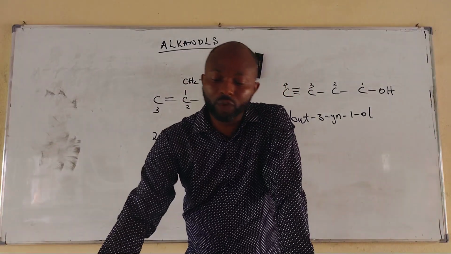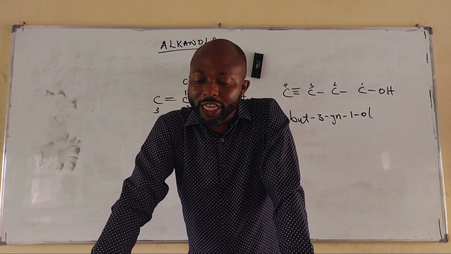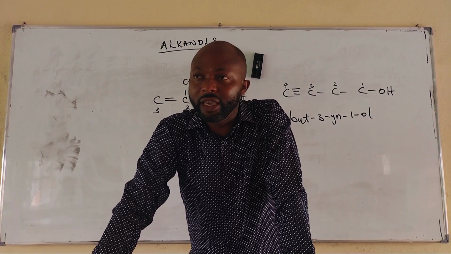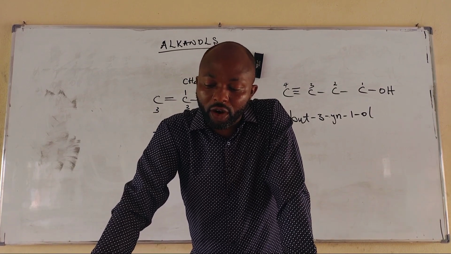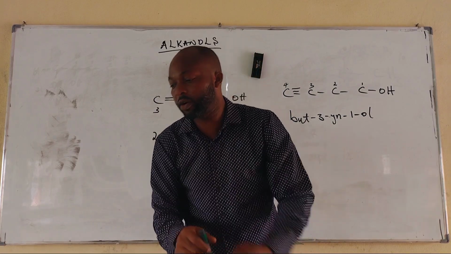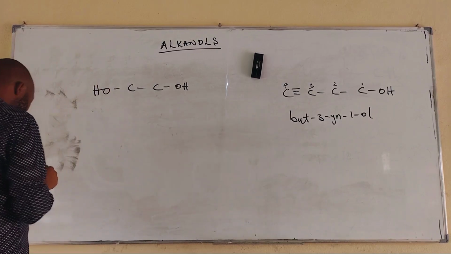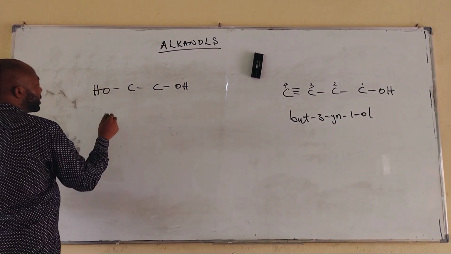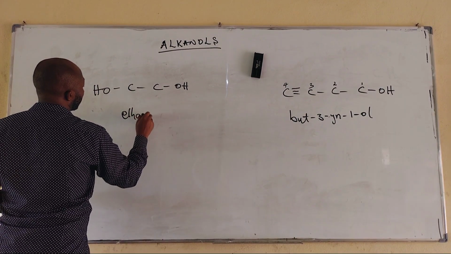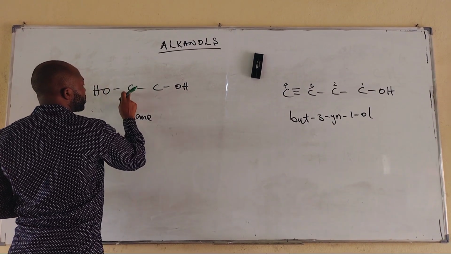Now, the last rule says if the molecule is polyhydric, the parent chain must contain as many hydroxyl groups as possible. It is then named as diol, triol, etc. For instance, let's take, I think I've named this earlier on, but let's go with it again. It must be diol. For example, this is ethane, ethane-1,2-diol.